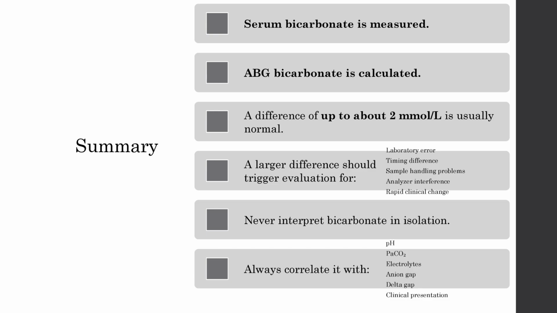Serum bicarbonate is measured. It is derived from measured total CO2. ABG bicarbonate is calculated. It depends entirely on measured pH and partial pressure of arterial CO2. A difference of up to about 2 millimole per liter is usually normal.